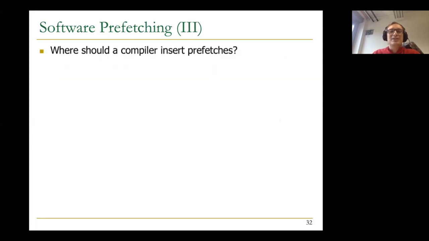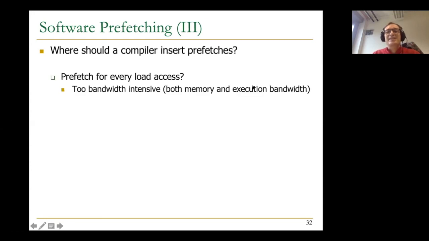Okay, very good. So the next question is, where should a compiler insert prefetches, right? And this is also a difficult question. I would be interested in those papers. Please remind me, maybe post something on Piazza, that'd be great. And I'm happy to provide those papers.